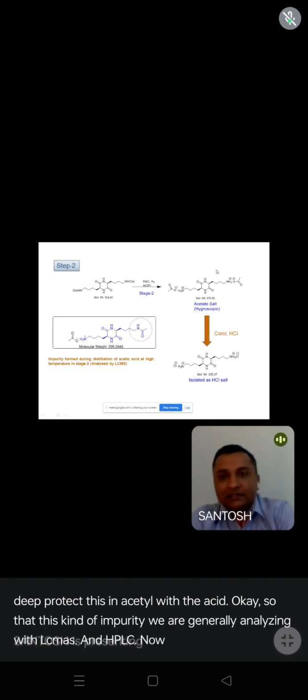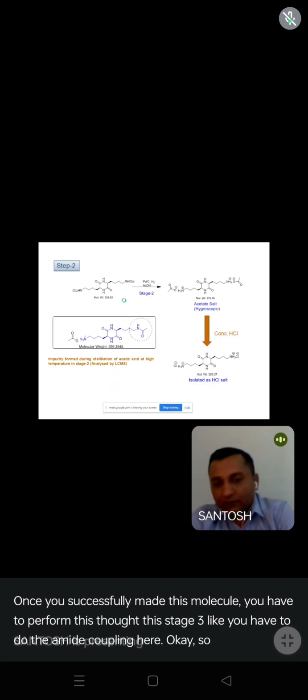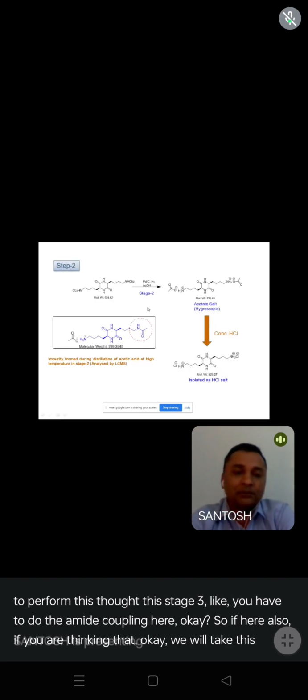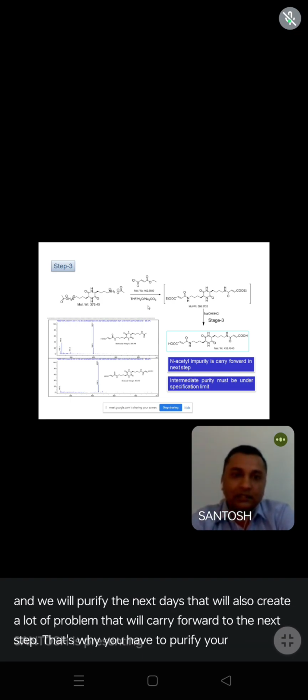Now coming to stage 3, once you have successfully made this molecule, you have to do the amide coupling here. If you are thinking that we will take this impurity along and purify it in the next stage, that will also create a lot of problems, because it will carry forward to the next step. That's why you have to purify your intermediates to within the specification limit. Otherwise, you will face problems. Without purifying, without developing a proper process, you cannot make your molecule nicely.